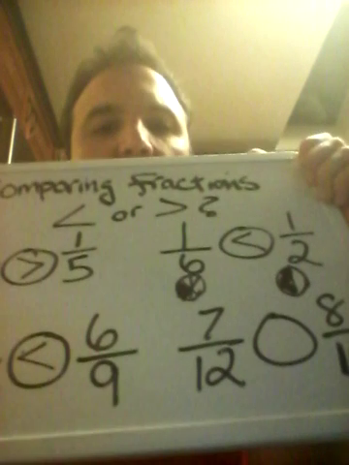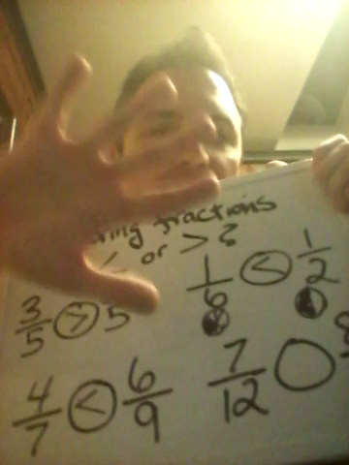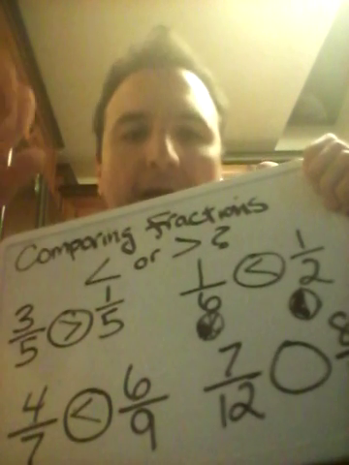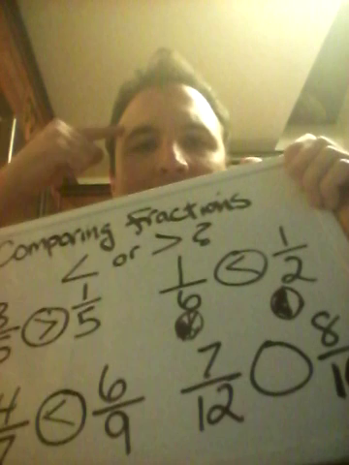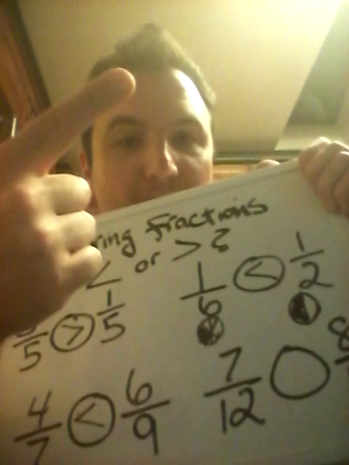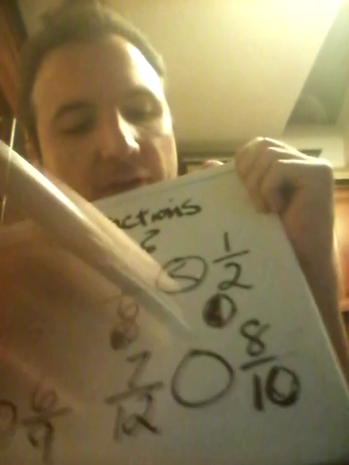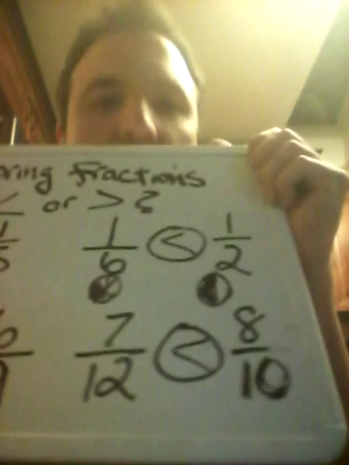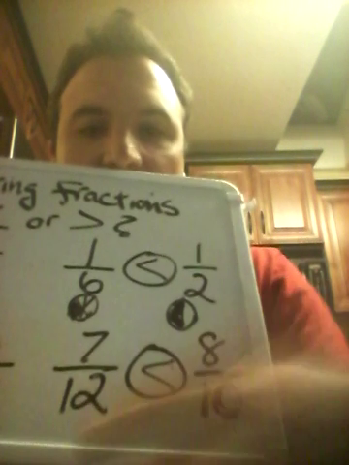How far away is 7 from 12? 7, 8, 9, 10, 11, 12. That's 5 houses down on the block. How far away is 8 from 10? Let's count. 8, 9, 10. Only 2 houses down. So what fraction do you think is larger? The 8/10 is larger. Exactly. Because 8 is closer to 10 than 7 is to 12.